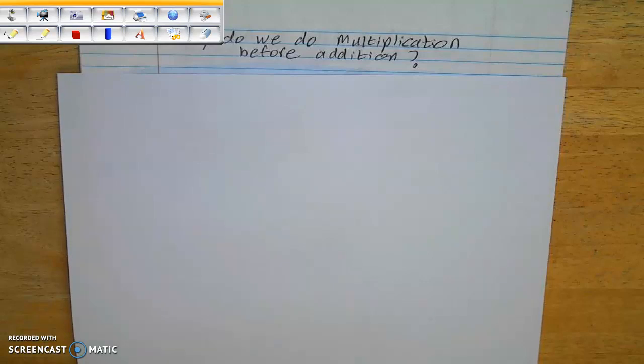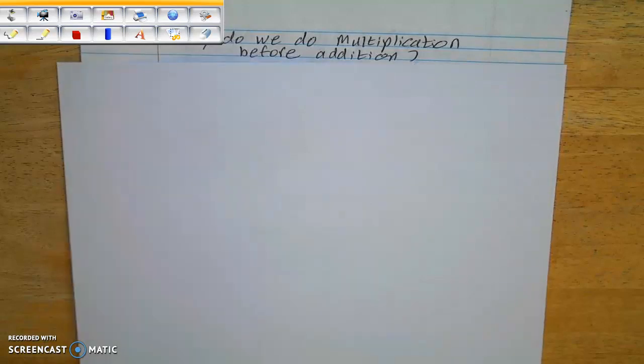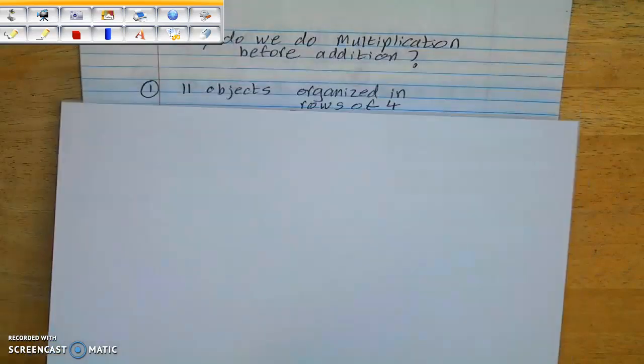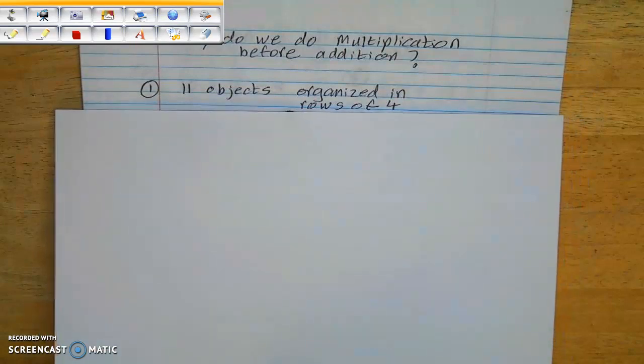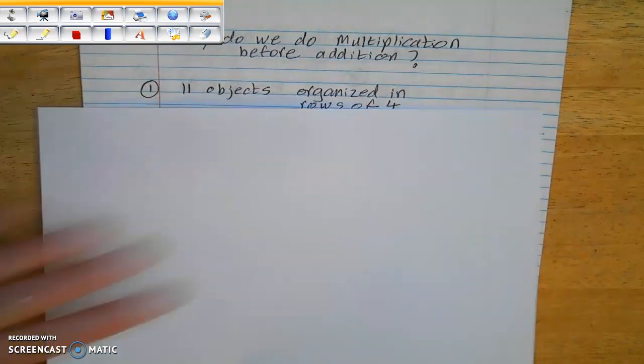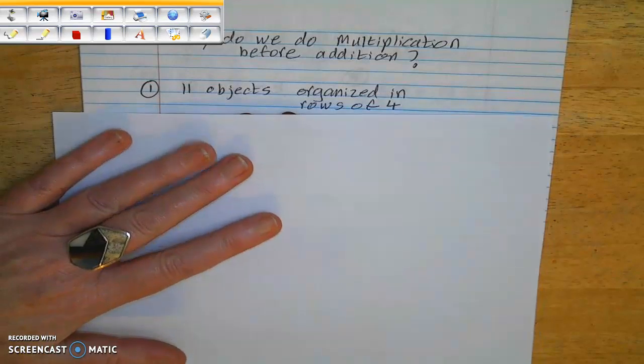For our first problem, I would like you to get 11 of whatever your object is in your collection and organize it in rows of 4. You can pause the video while you do that.